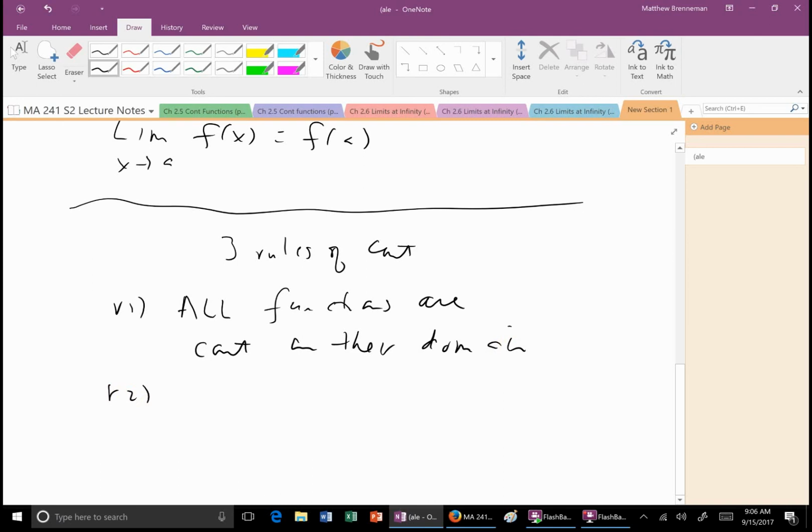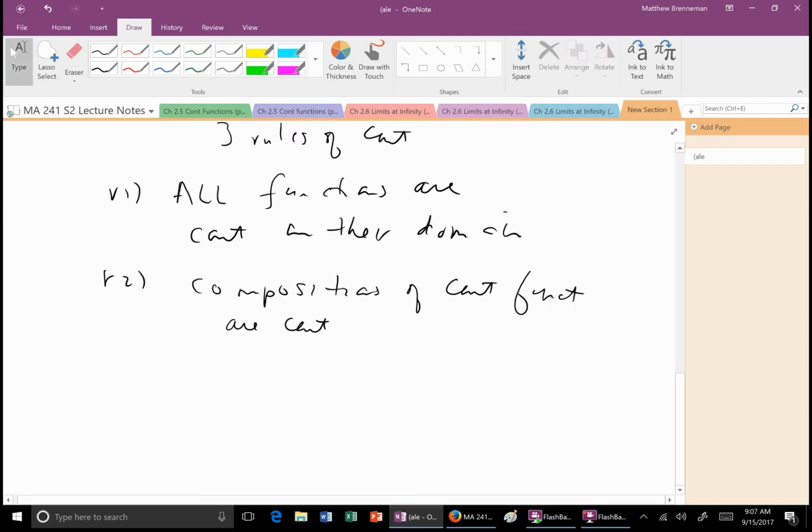Okay, the second thing, composition of continuous functions. This rule is a little slippery because it says a little bit more than that. But compositions of continuous functions are continuous. So we have to be a little careful. Here's what that actually says. It says that if we have two functions, well I'll let you read it. This is theorem 9 in section 2.5. But here's what the theorem says.